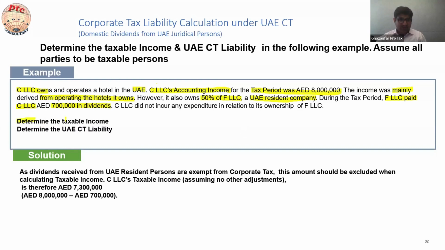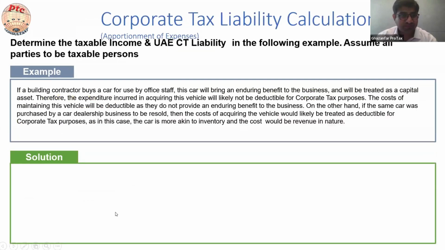First is to determine the taxable income. To determine the taxable income, 8 million minus 700, so taxable income is 7.3 million. Now we can apply the tax liability. So we know 375 is 0%, and the next balance amount will be 9%. Now let's see the next example I'm sharing, and please quickly work on that and share the answer.